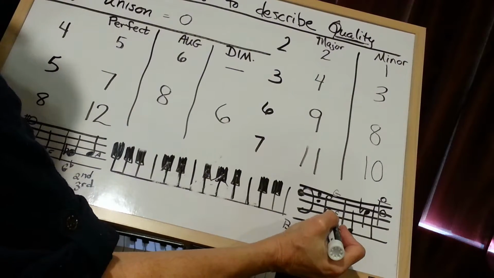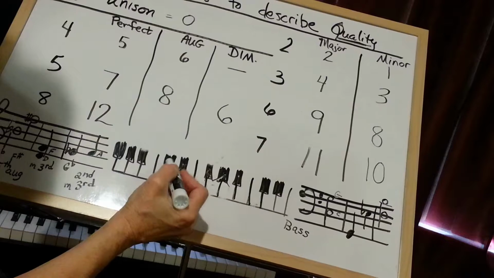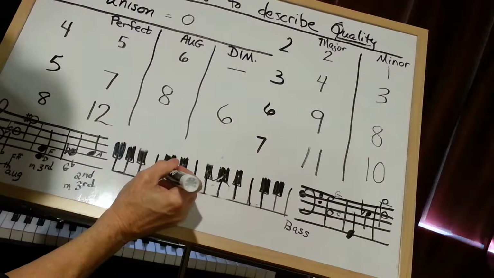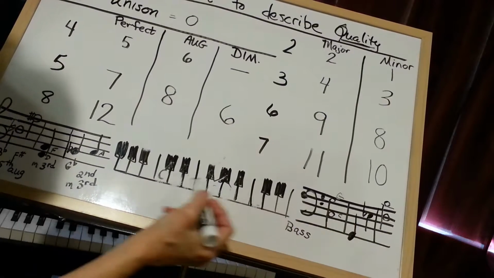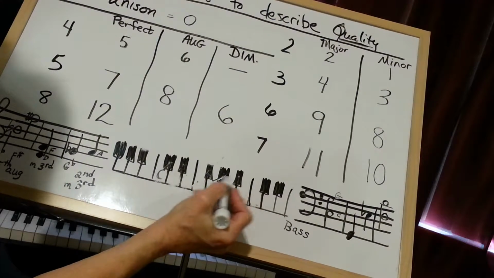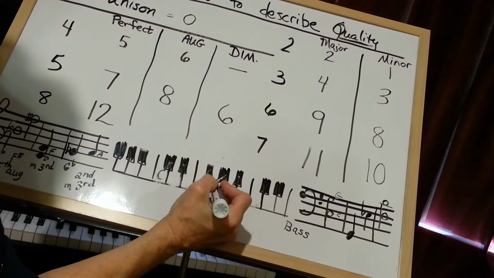Let's plot C. So we have two black keys. To the left is C. And then we have G. So three black keys, F, G. So here's my G.